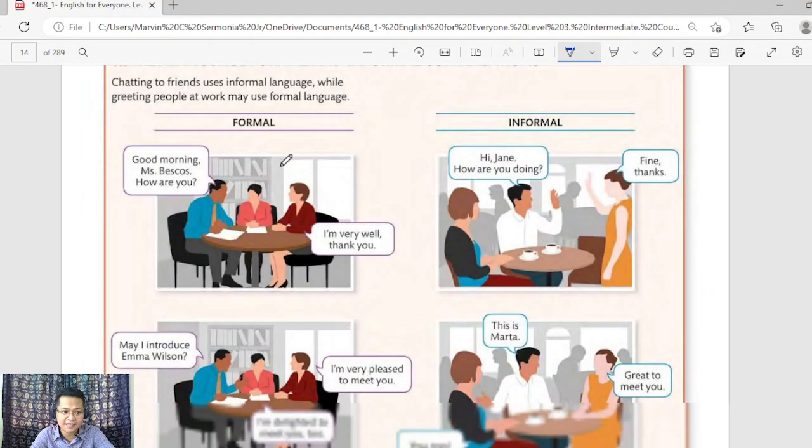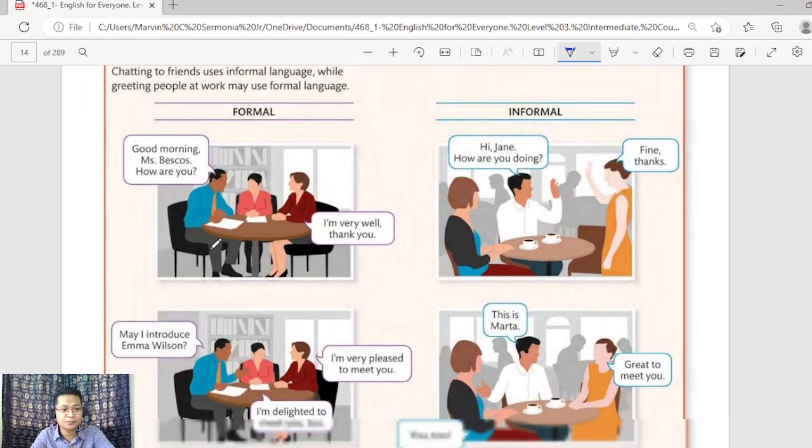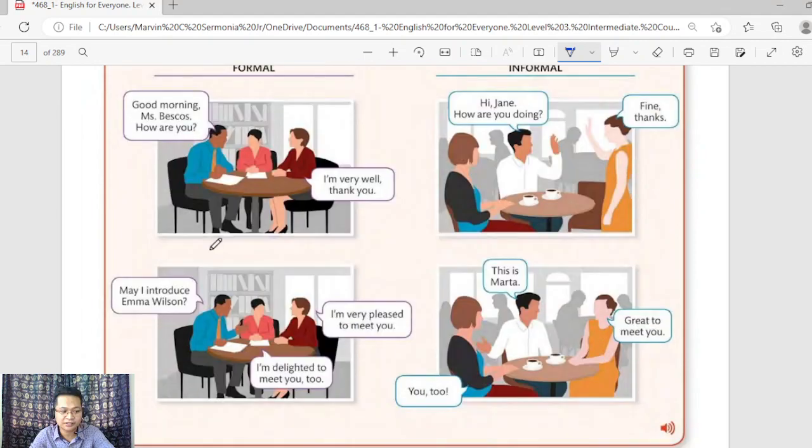For example, good morning, Miss Pescos. How are you? Very well, thank you. As you can see, the language that they use is formal. Another one: may I introduce Emma Wilson? I'm very pleased to meet you. I'm delighted to meet you. Those are examples of the use of formal language.